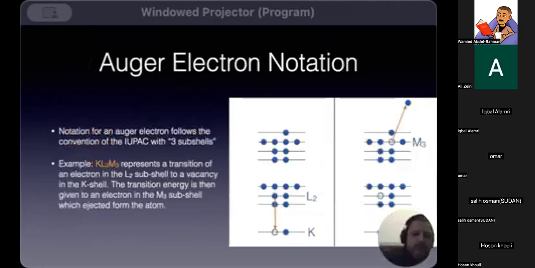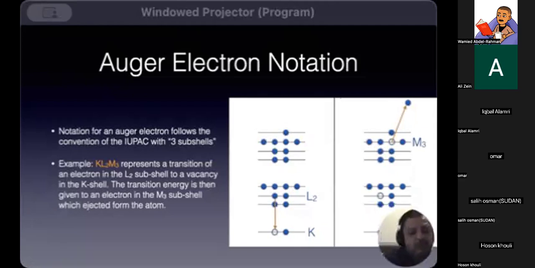Auger electron notation. The notation for an Auger electron follows the IUPAC convention with three subshells. Remember when we were using this notation for characteristic X-rays, we say K transition KL2, for example, or KL3. KM1 is actually not allowed, because delta L has to be plus or minus 1. So KL2, KM1, KM2, KM3, these are for photons.